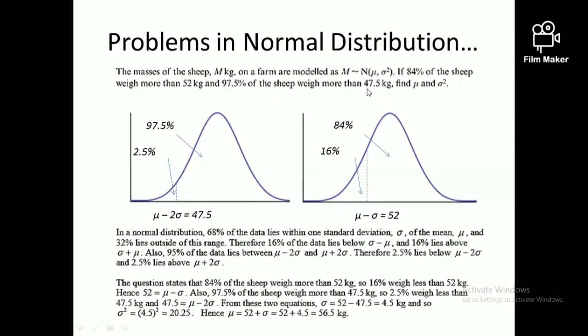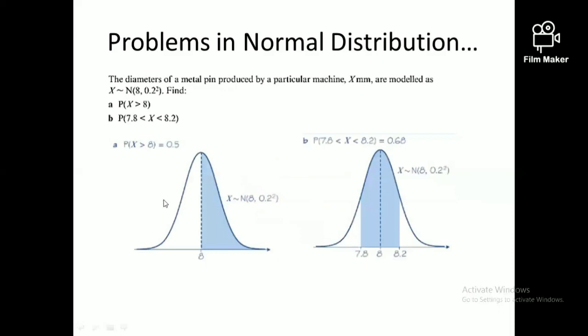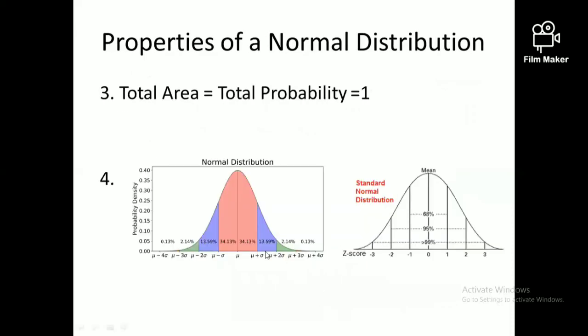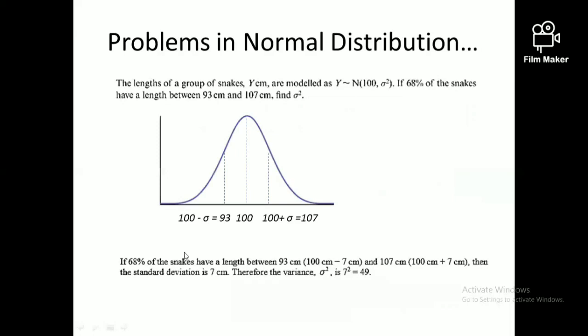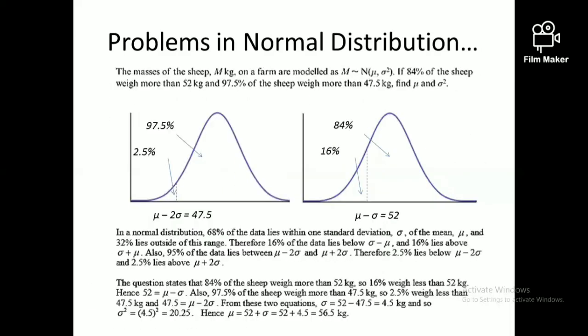Then the next one, 47.5 kilograms, they are in 97.5. If this value is 97.5, we know that the remainder is 2.5. If you get 2.5 for each side, what is that figure? If you come across this diagram, you can understand that over here only you can see 2.5%. Here the boundary is mu minus 2 sigma. So you can say mu minus 2 sigma equals 47.5.